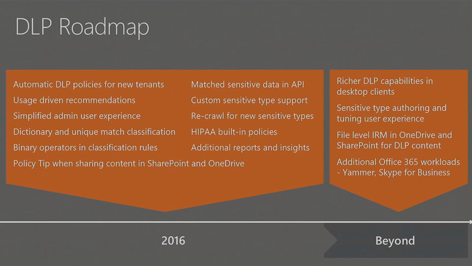And the last but not least is bring it to additional workloads. We've been talking a lot about SharePoint, OneDrive, and Exchange today. But we've heard from many customers loud and clear that we want the same content protection in Yammer and Skype for Business. So those are the things that are kind of on the roadmap of we know we need to get to them, but we can't commit to dates at this point in time.